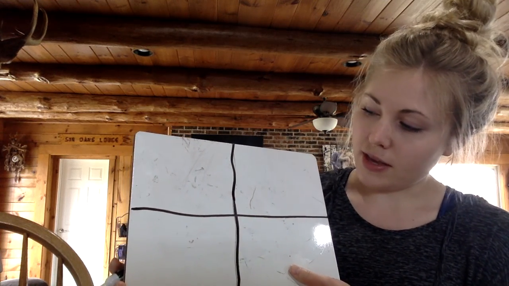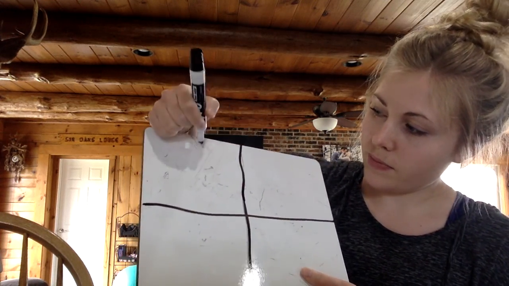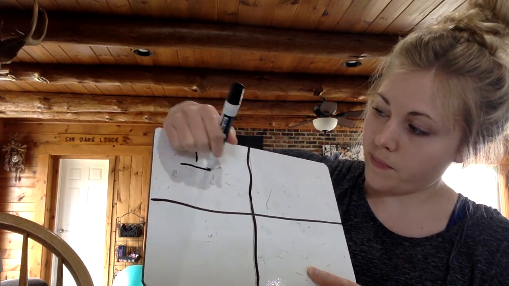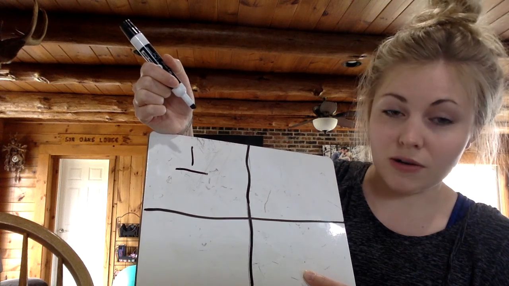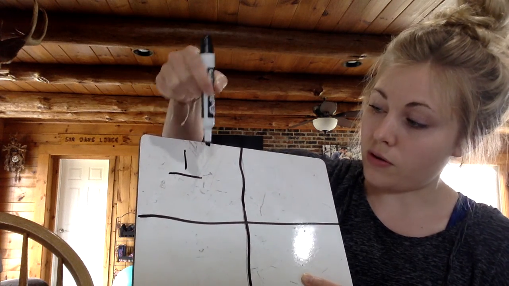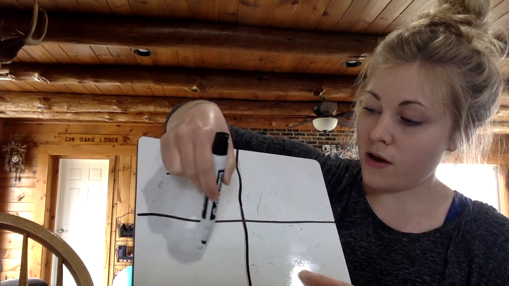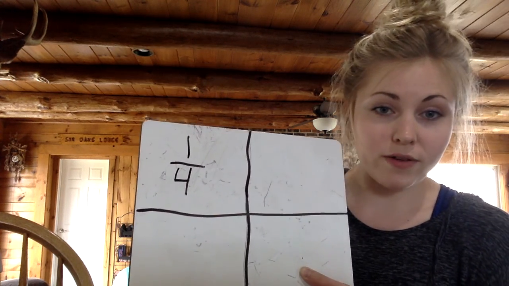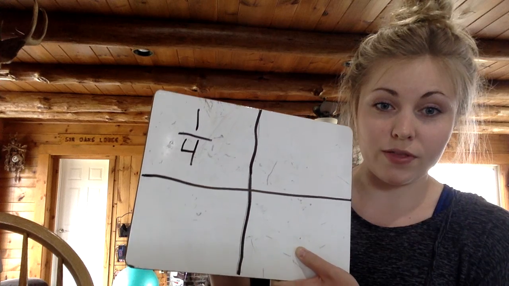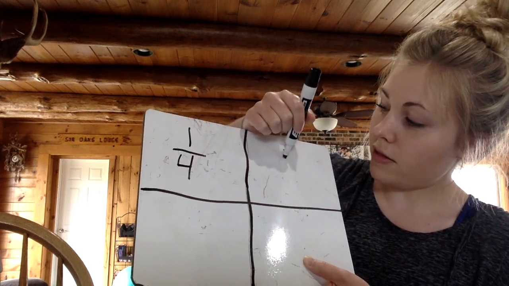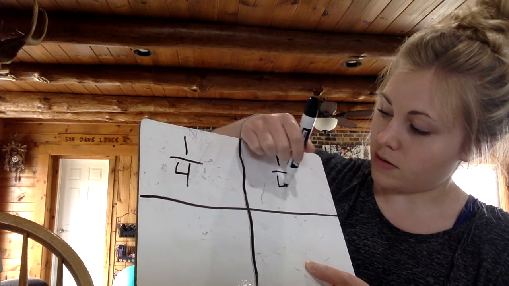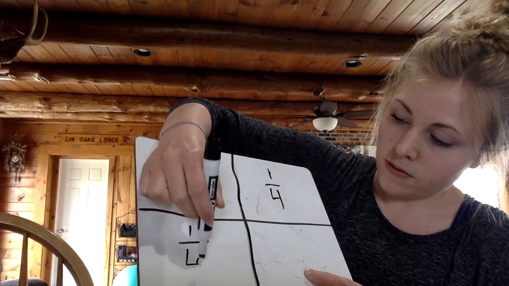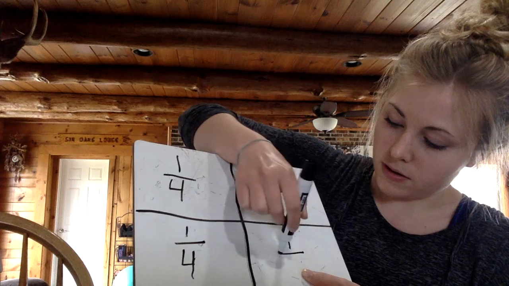So now when I label this, I still am in one piece, so I put a 1 on top, but now it's out of how many pieces? Total. 1, 2, 3, 4 of equal size. 1/4. That's how we write 1/4. All of these pieces, because they're equal, are 1/4 of the rectangle.